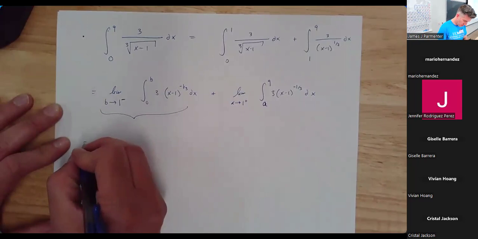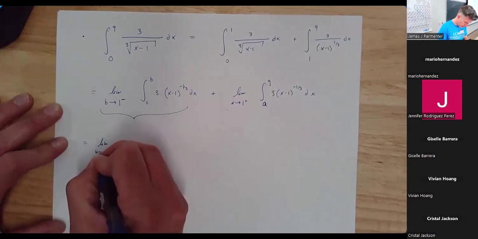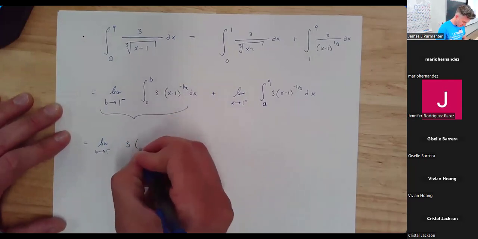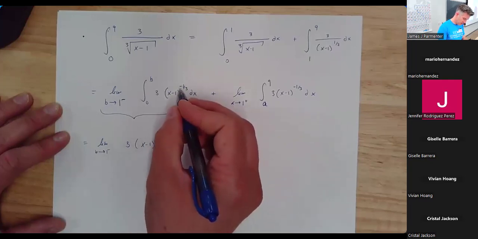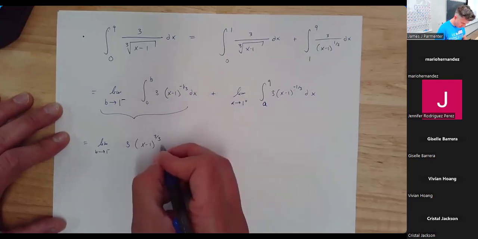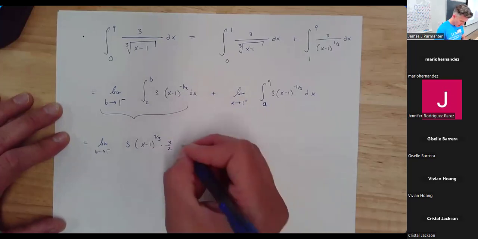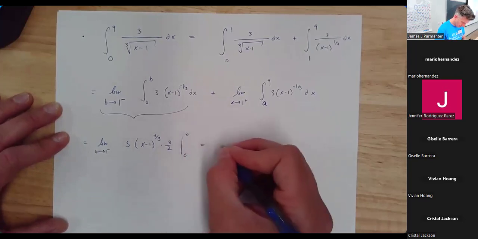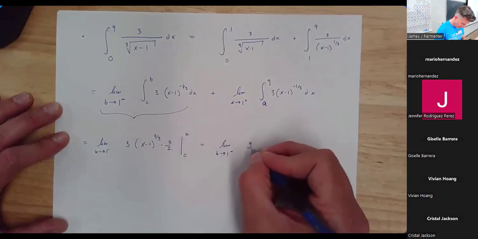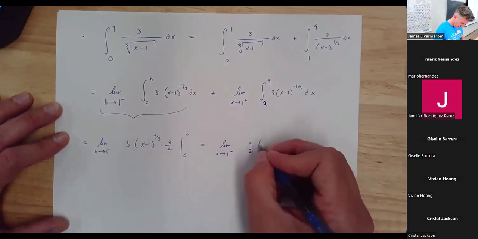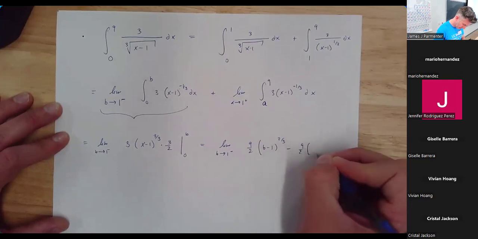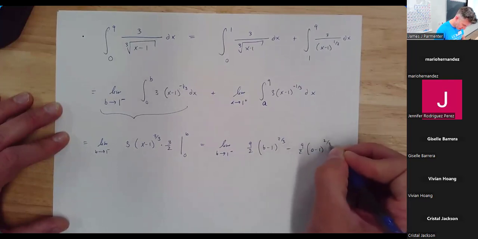So this is going to equal the limit as b approaches 1 from the left. Fortunately, this is pretty not terrible to integrate. We get 3 times x minus 1 to the negative 1/3 plus 1 is positive 2/3 divided by 2/3, or multiplied by the reciprocal 3/2, evaluated from 0 to b. That's going to be the limit as b approaches 1 from the left of 9/2, right? 3 times 3/2 is 9/2, times b minus 1 to the 2/3, minus 9/2 times 0 minus 1 to the 2/3.